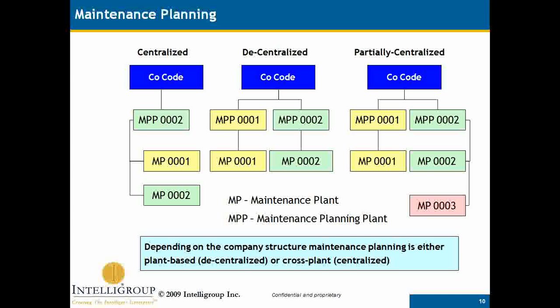Automatically our cost flows will go through our maintenance plant and planning plant, and then to the material plant, and from there, whichever company code is assigned, it will flow directly to it.